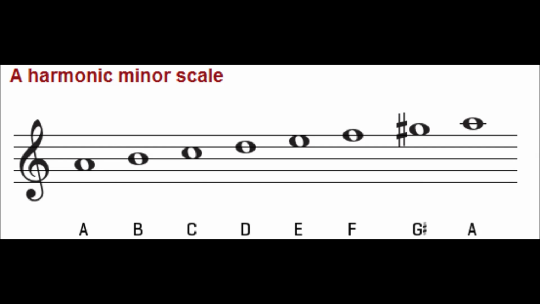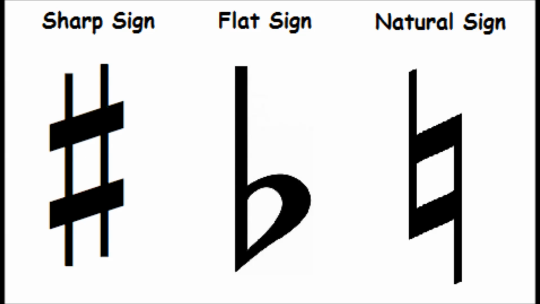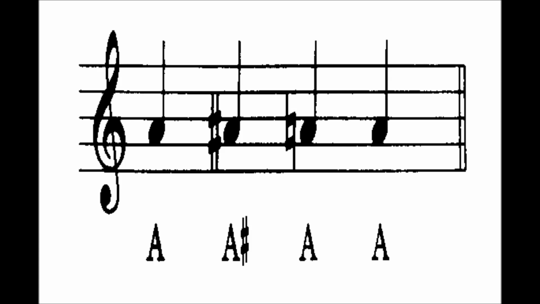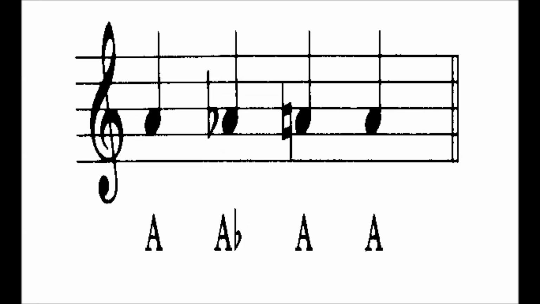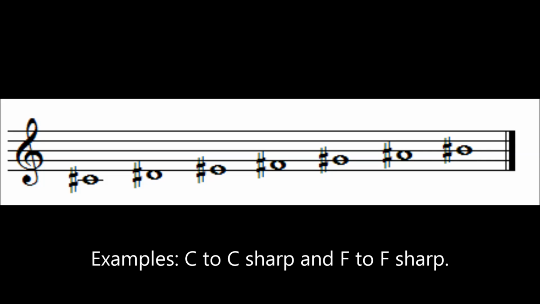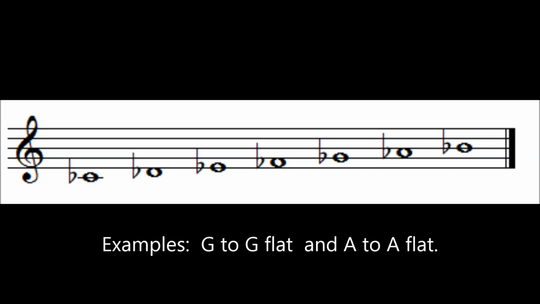Since G sharp is not in the key signature, it is called an accidental. Accidentals are notes which are not part of the scale. They can be either sharp, flat, or natural. A natural symbol is used to cancel out a sharp or flat in a measure. A sharp raises a note by a half step, while a flat lowers a note by a half step.